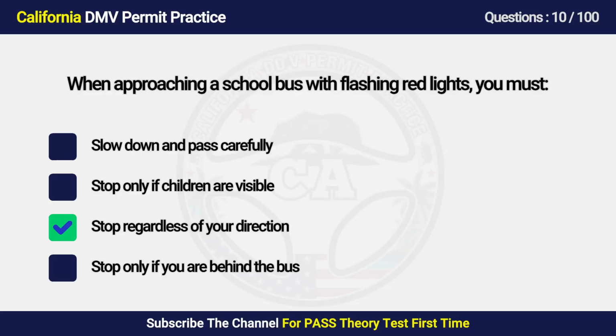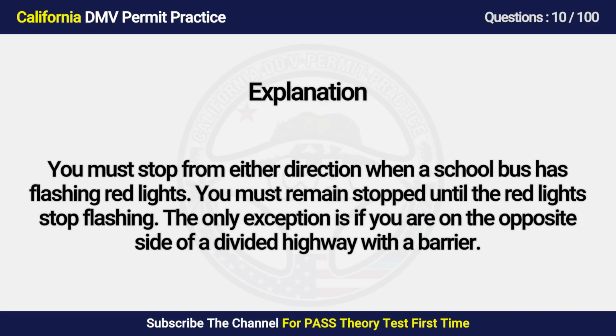Answer is C. Stop regardless of your direction. You must stop from either direction when a school bus has flashing red lights. You must remain stopped until the red lights stop flashing. The only exception is if you are on the opposite side of a divided highway with a barrier.